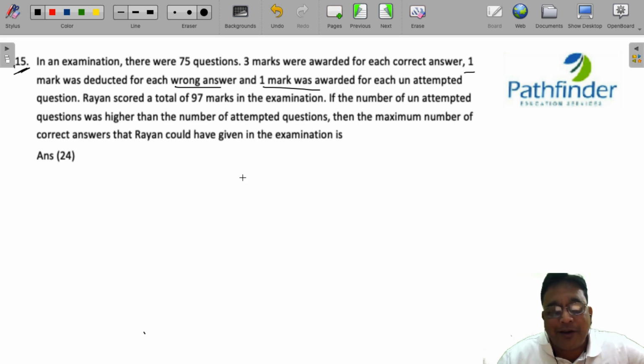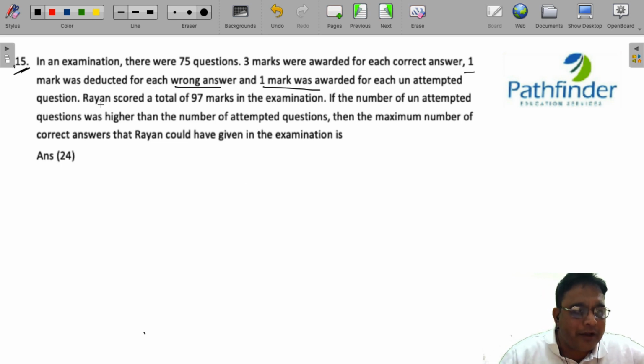It's an innovative way of marking, really. Ryan scored 97 marks in the examination. If the number of unattempted questions was higher than the number of attempted questions, then the maximum number of correct answers that Ryan could have given in the examination is.